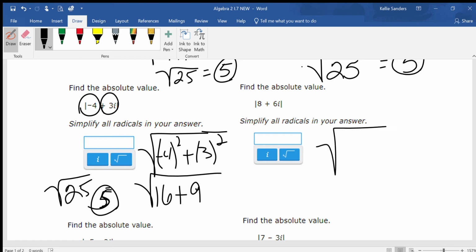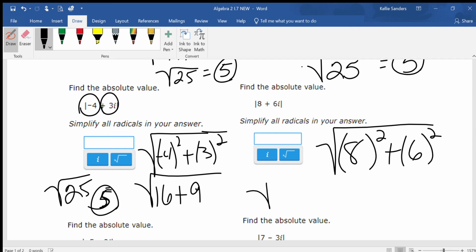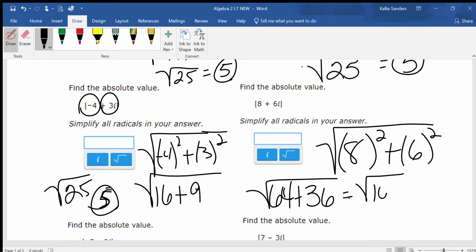Alright, different numbers. Something squared plus something squared, then we take the square root of it. We put an 8 and we put a 6. 8 times 8 is 64. 6 times 6 is 36. 64 plus 36 is 100. What do we multiply by itself to get 100? 10.